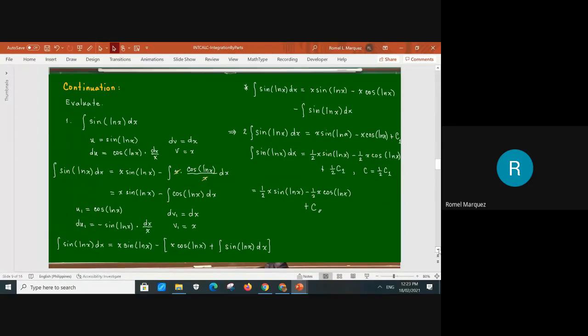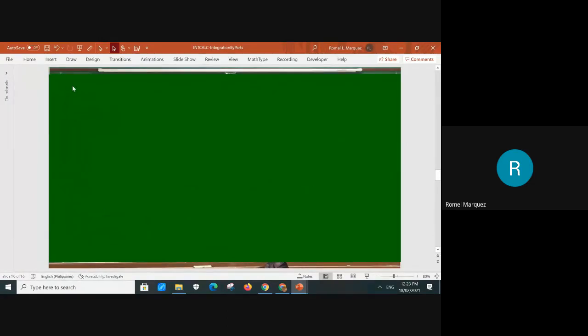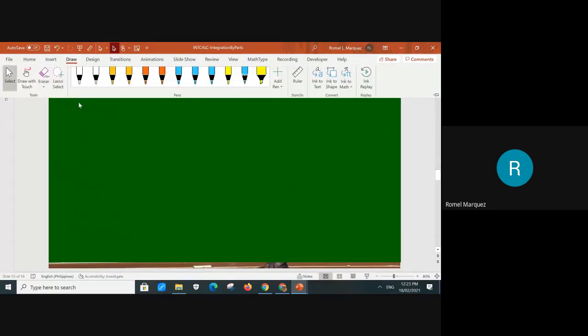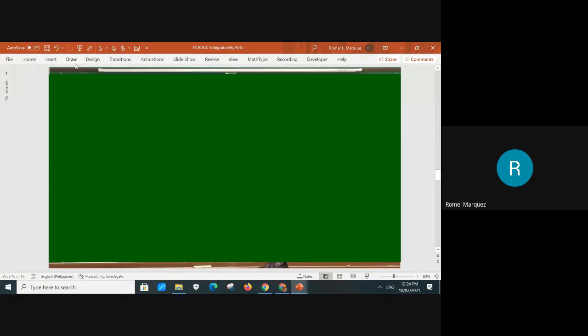Okay, guys? Let's have another one. So if you are given the integral of cosine of ln x dx, that is also the same procedure. You will come up with a similar integral with cosine. Then when transposed, it will be combined with the given on the left side. Let's have another one. Number 2.